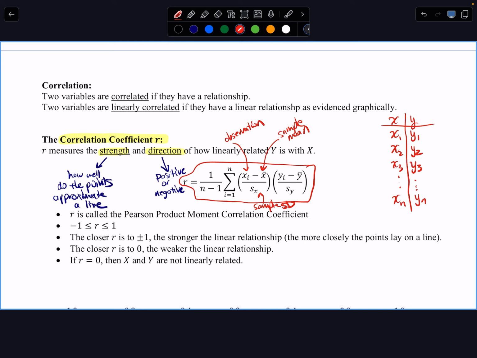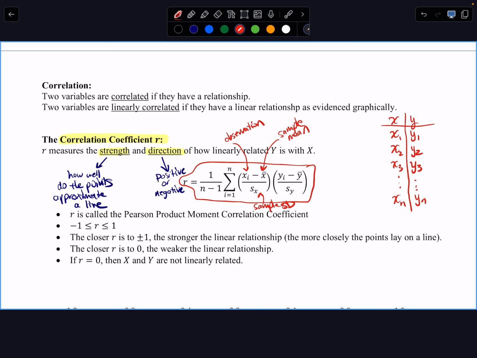A z-score, right? Remember when we were doing a normal distribution? We would subtract the mean divided by the standard deviation and go to that normal table to calculate probabilities. So this is just saying, give me a z-score for this first x coordinate. And then I have almost the same thing multiplied here, but I'm going to look at the y-coordinate of that pair, right? So all I'm doing here is getting z-scores and multiplying them, adding all of them up, and then dividing by n minus 1, right?